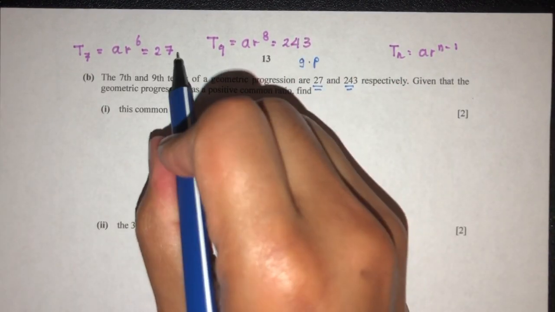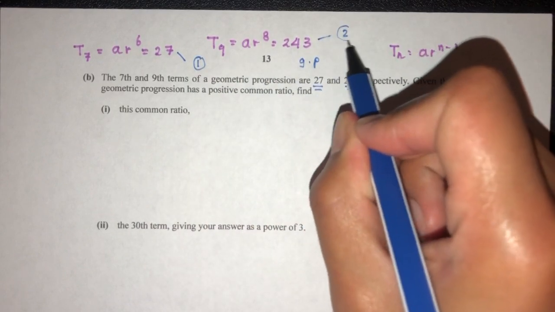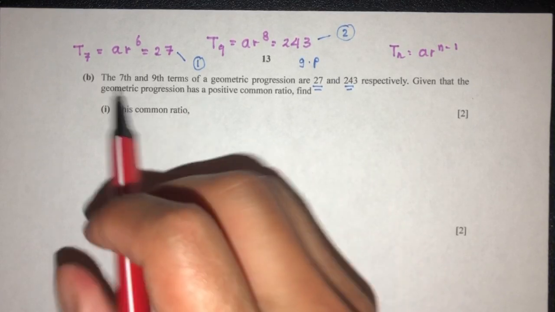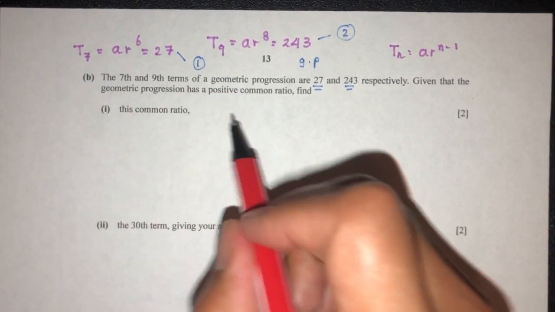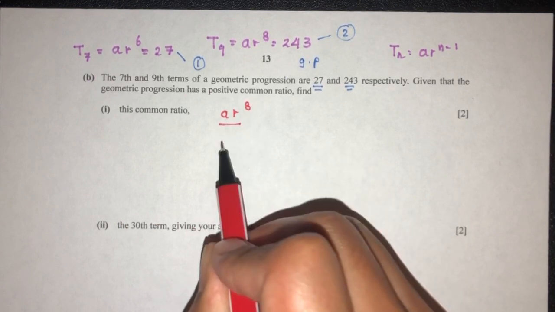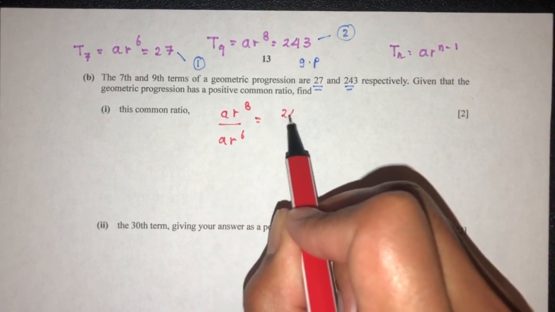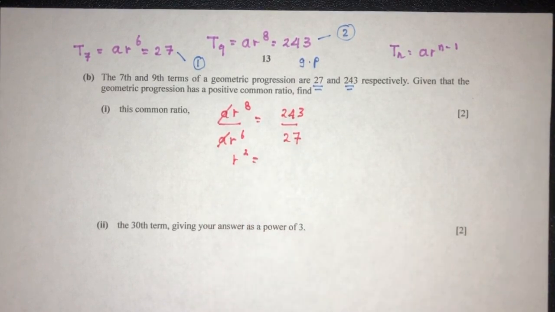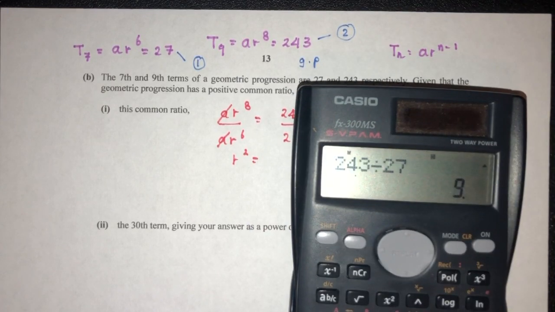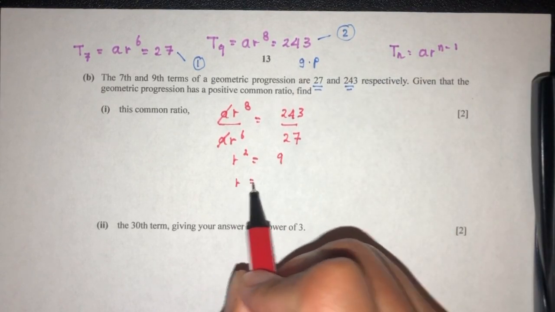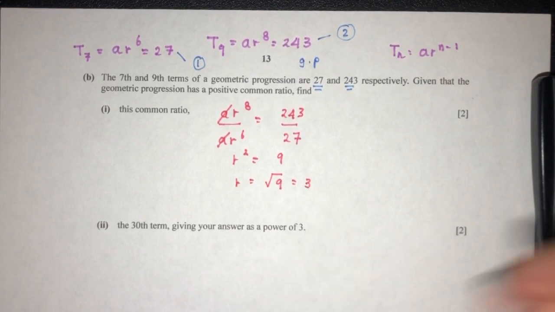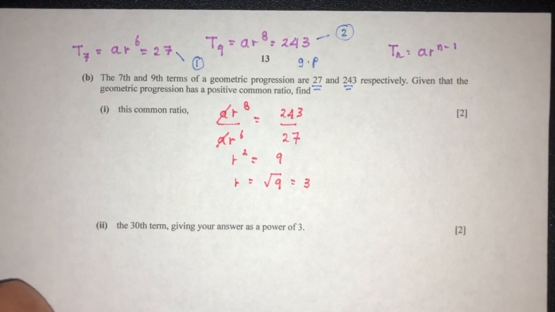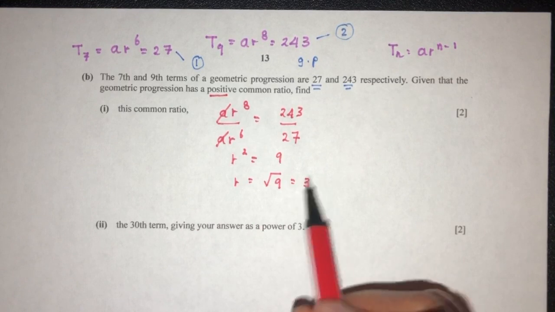So here we have two equations, equation number 1 and equation number 2. Let's solve for the value of r. We take t9 divided by t7, so on one side ar^8 divided by ar^6, and 243 divided by 27. The a cancels out and you have r^2. 243 divided by 27 is 9. Obviously r will have to be the root of 9, and that should be 3. This is the common ratio. Now this is part 1. It is a positive value, so we have positive 3.